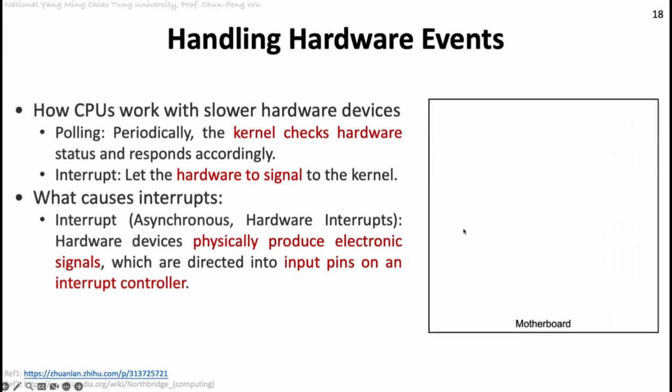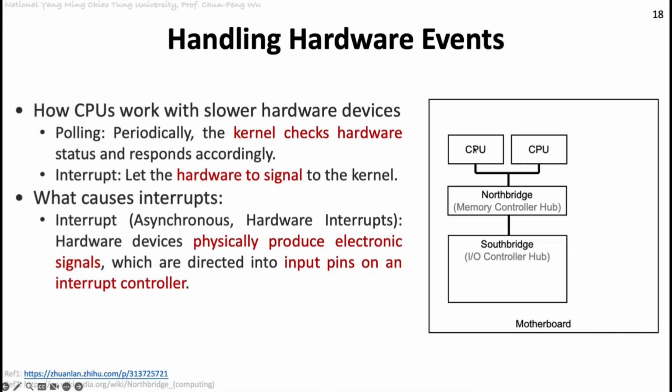So I have a toy example here. So here is a motherboard actually. On the motherboard there is the CPU, right? Because our CPU chips are on the motherboard, and usually there are things called north bridge and south bridge. Primarily, north bridge is the memory controller hub, and south bridge is the I/O controller.